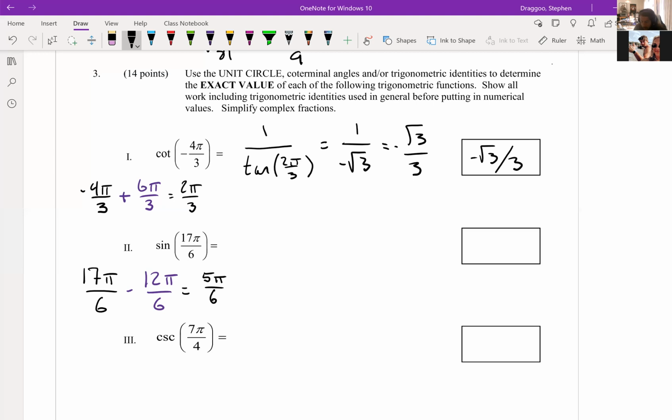Now that I have a coterminal angle that's familiar from the unit circle, this just becomes a unit circle problem. So the sine of 17 pi over 6 has the exact same value as the sine of 5 pi over 6 because those are coterminal angles. And the sine of 5 pi over 6 is a value we know from the unit circle. It is 1/2.